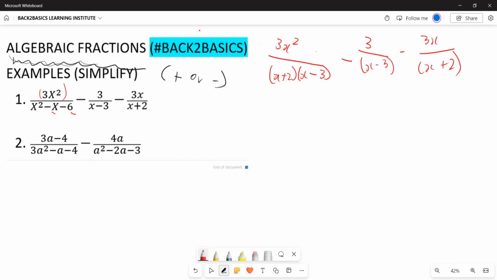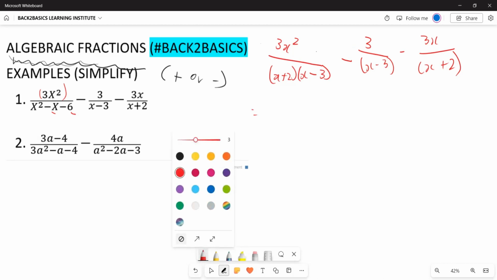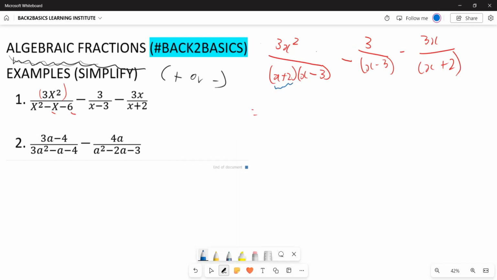Now, the next thing I said is that you need to identify your LCD, or rather the factor that is not present here. Let's use another color. If you look under your denominators, surely there's something you can identify. You have x plus 2 here, you have x subtract 3 here, but here you only have x subtract 2. What is missing is x plus 2. And here you only have x plus 2. What is missing is x subtract 2.